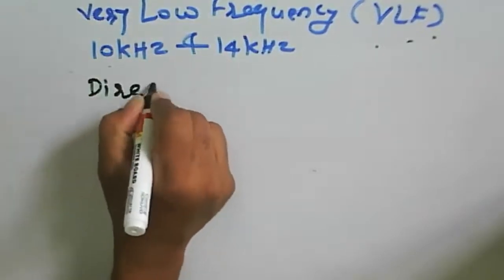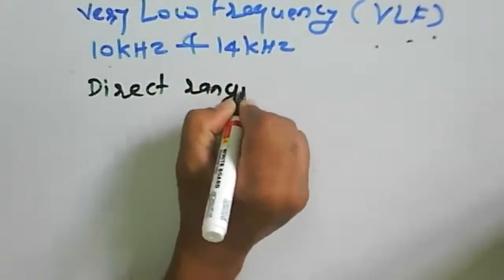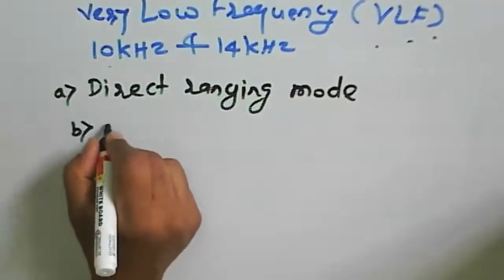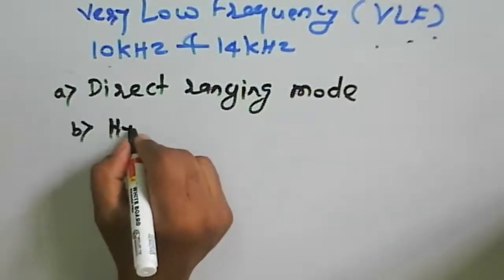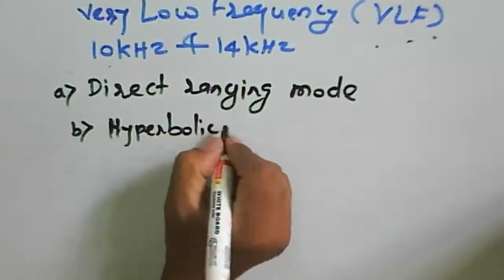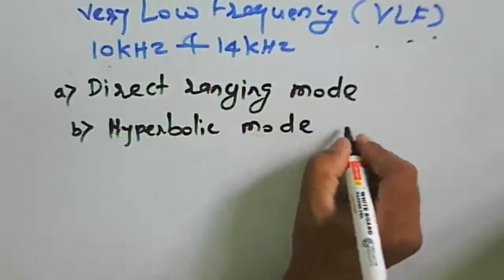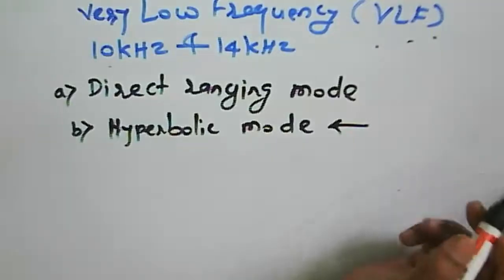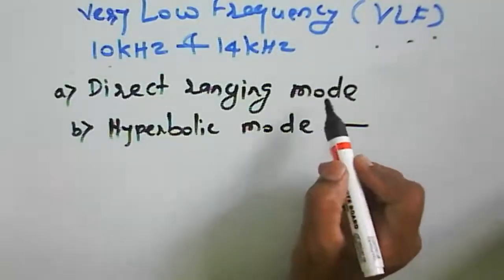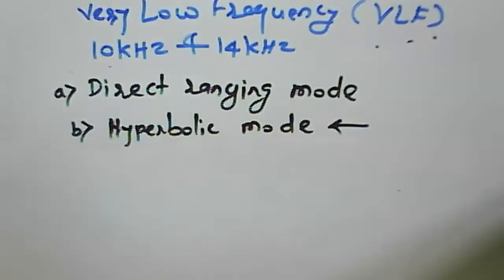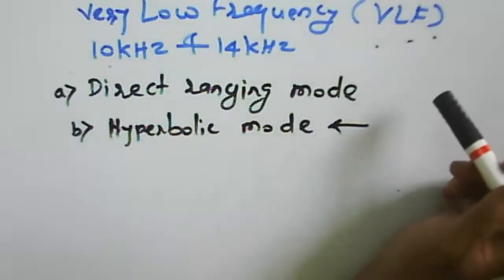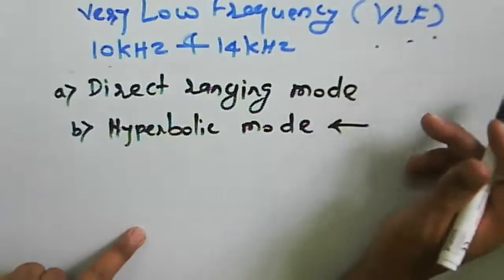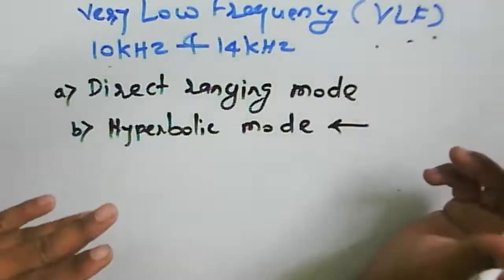One is called the direct ranging mode, and another is called the hyperbolic mode. The hyperbolic mode we have seen earlier in Loran. They form a line of position based on the particular signal frequencies. In the direct ranging mode, the receiver receives the signal and measures the range from the stations by measuring the phase shift between the transmitted signal and an internal reference signal.